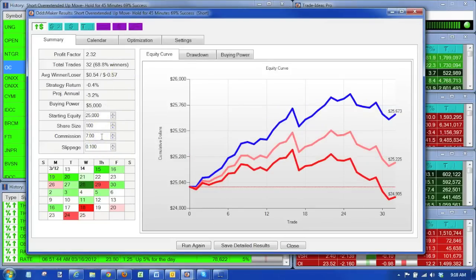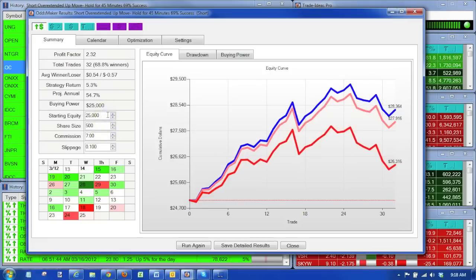Since buying power required is only $5,000, it is reasonable to look at increasing the share size traded with this strategy. Look at what happens to the net equity curve when we change the share size traded at 500. Also note the projected annual return is now nearly 60%. And now the buying power is still only $25,000.